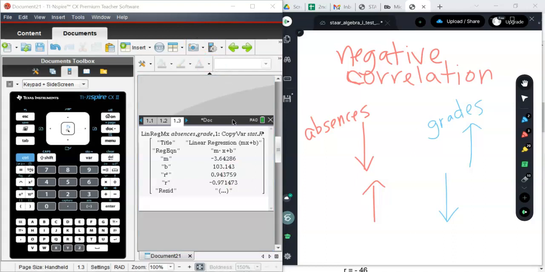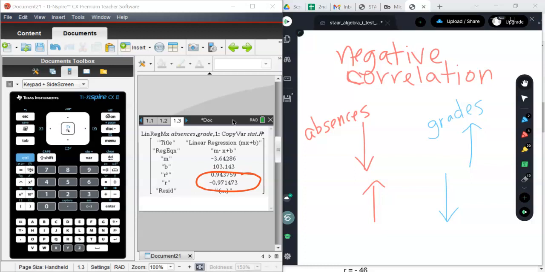Now, if you notice, right here, my correlation is now a negative 0.971473. It's high, it's close to -1, which means it's a very high correlation on the negative end, just like it was on the positive side for the other one. And the reason it's a high negative correlation is because as your absences increase, the grades decrease.